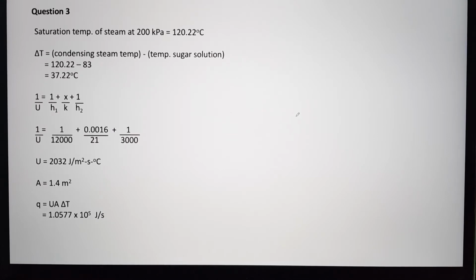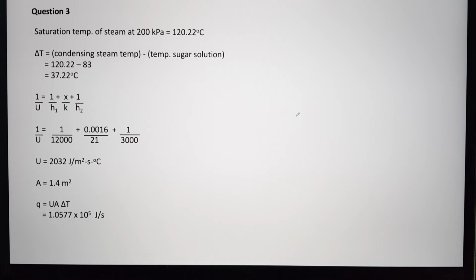Okay, meaning that the heat transfer coefficient for the condensing steam is 12,000, whereas the heat transfer coefficient of sugar solution is 3,000. Thermal conductivity for stainless steel is 21 joule per meter second degree Celsius, whereas the surface area of the pan is 1.4 meter square.